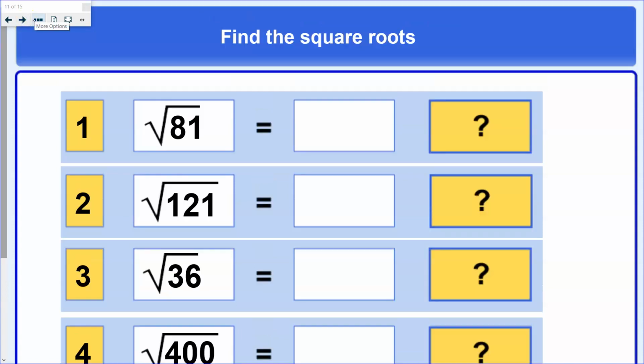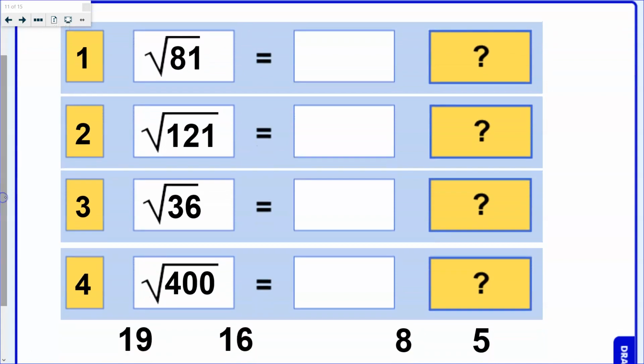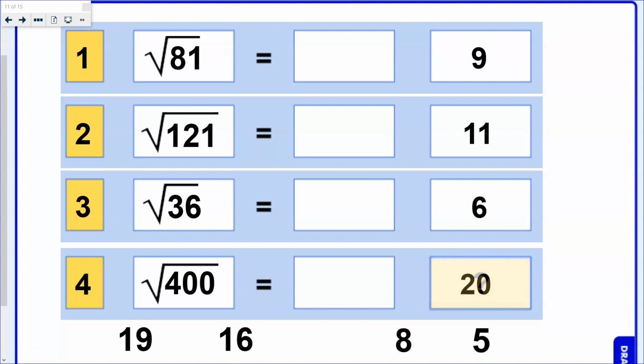And let's go the other way. Square root of 81, number times itself, equals 81, is 9. 121 is 11. Hopefully these will just come to you as we get going through this unit. This is 6, and of course 400 will be 20.